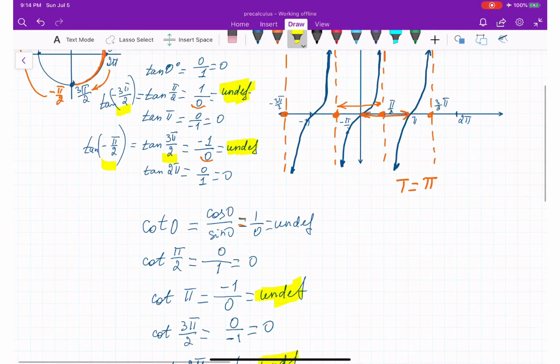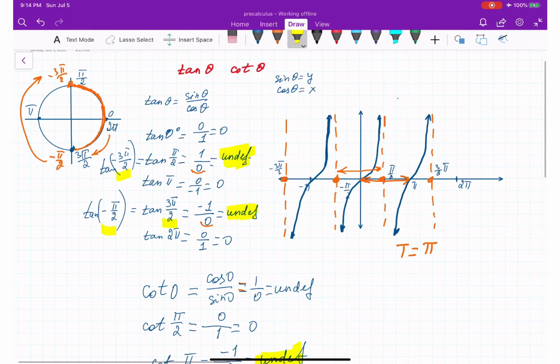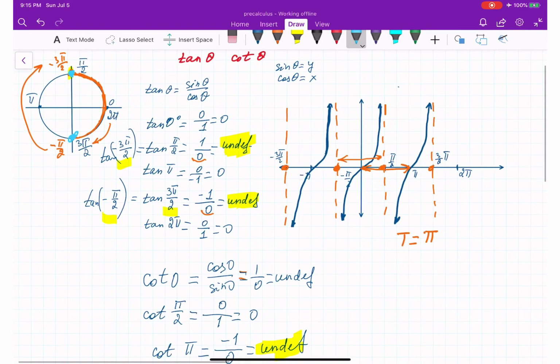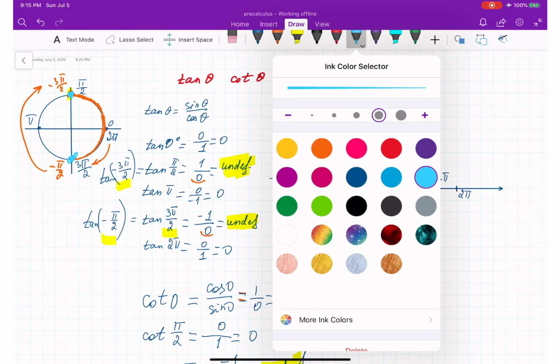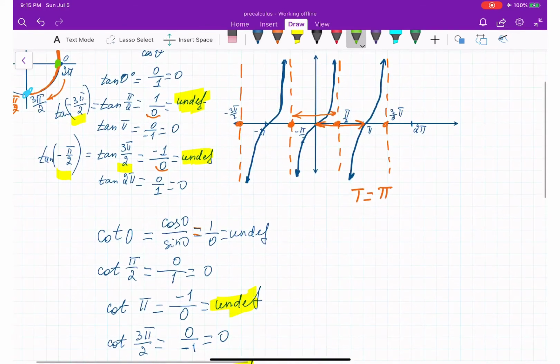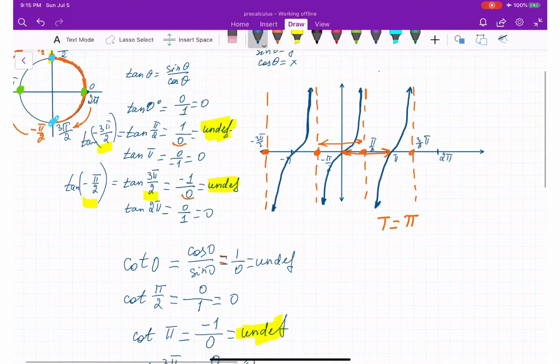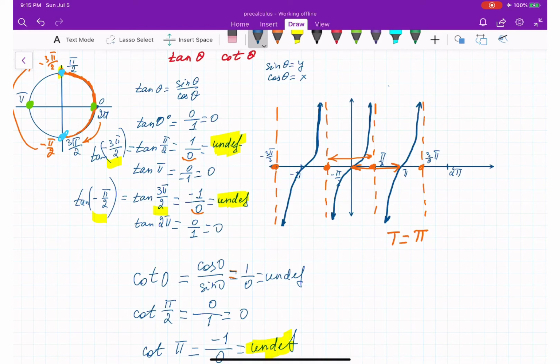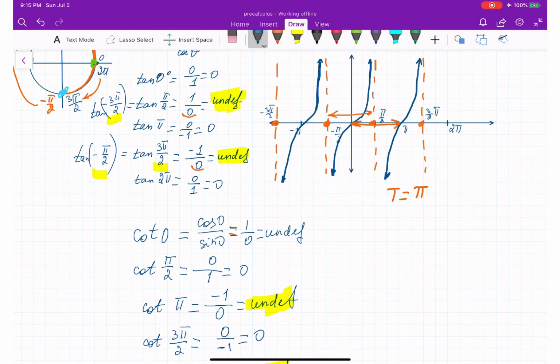So let me show you some pattern here. Tangent is undefined at the points positive half a pi and negative half a pi, or 3 over 2 pi. On the other hand, cotangent is undefined at the points of 0 and pi. That's where they are undefined. Okay, so now let's build the graph. Which means they are shifted from each other by pi over 2, right? See that? This is cotangent here, this is tangent here. They are shifted by pi over 2, just like sine and cosine.